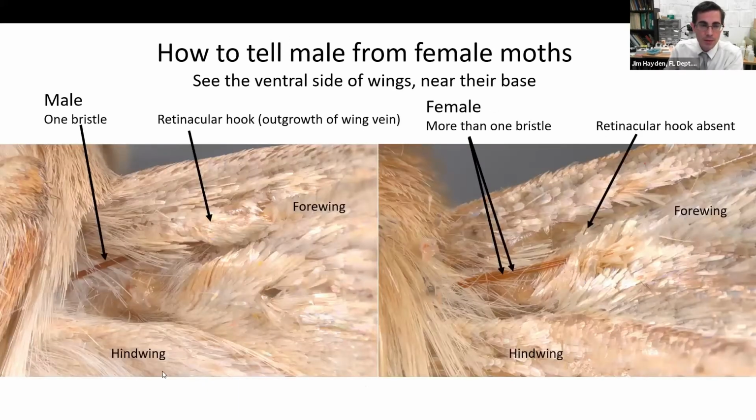Here are some photographs. Males have a single bristle and this little thing that comes off. It's covered with scales, but if you were to descale it, you'd see this little thing that wraps out and grabs the bristle. Whereas females have two, and the retinaculum hook is not present. They're held in place only by a bunch of scales. Half the time you can see the genitalia directly, but when the genitalia are retracted into the abdomen and you can't see them, this is what you do to tell whether you have a male or a female.